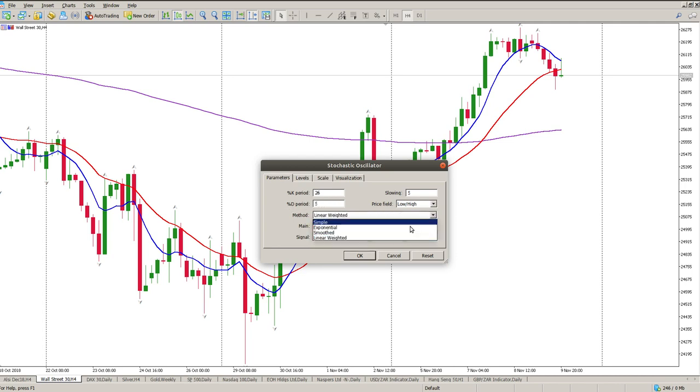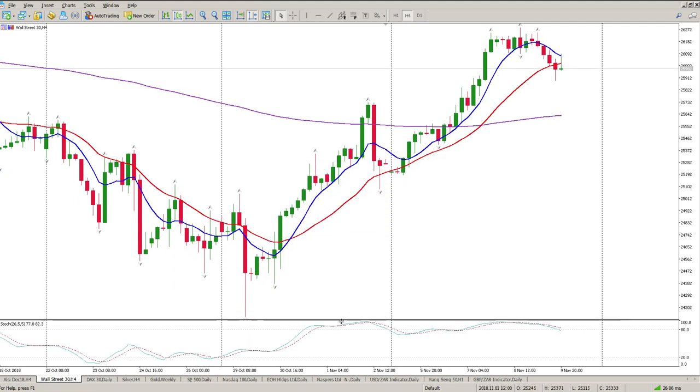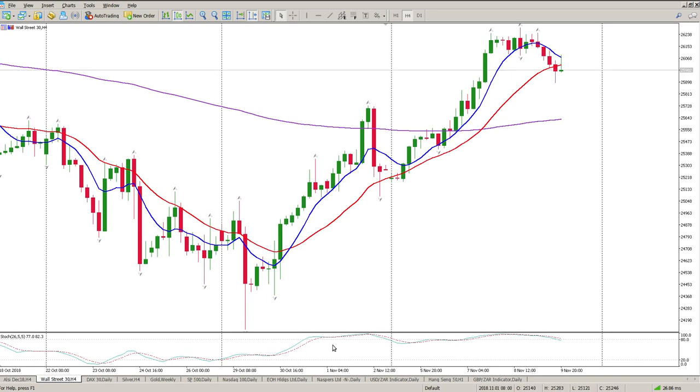If you don't have the option for linear weighted on your platform, you can use a simple or exponential, or even a smooth if you wanted to. Okay, but for me, I'm just going to stick to linear weighted. Right, and that is our first oscillator.